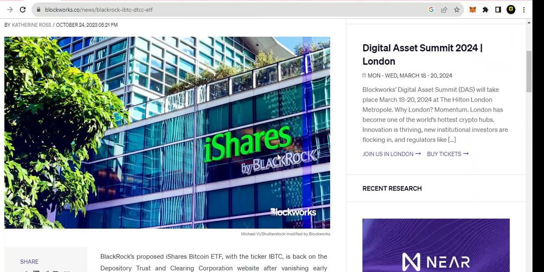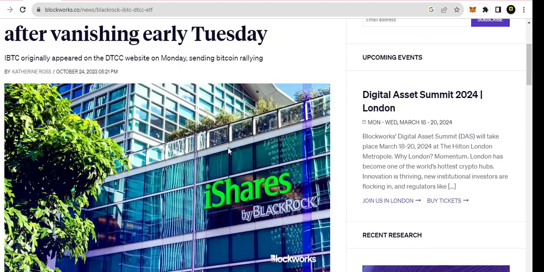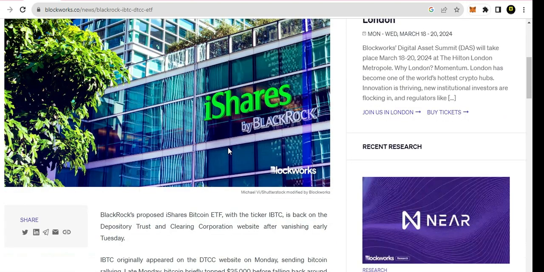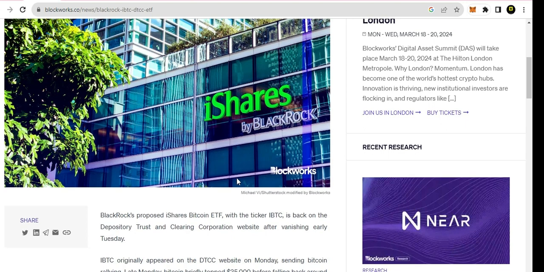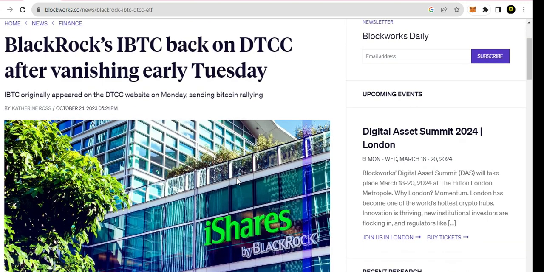Wondering, well, what does BlackRock have to do with this? Well, BlackRock is the biggest asset manager in the world, having over $9 trillion that they manage, okay? So BlackRock's proposed iShares Bitcoin ETF, which is the ticker symbol IBTC, appeared on Monday, and then it vanished on Tuesday. Well, it's back now, okay?